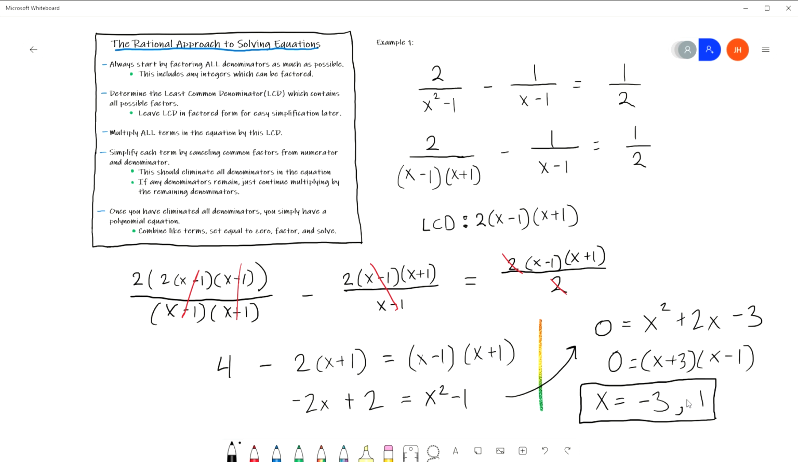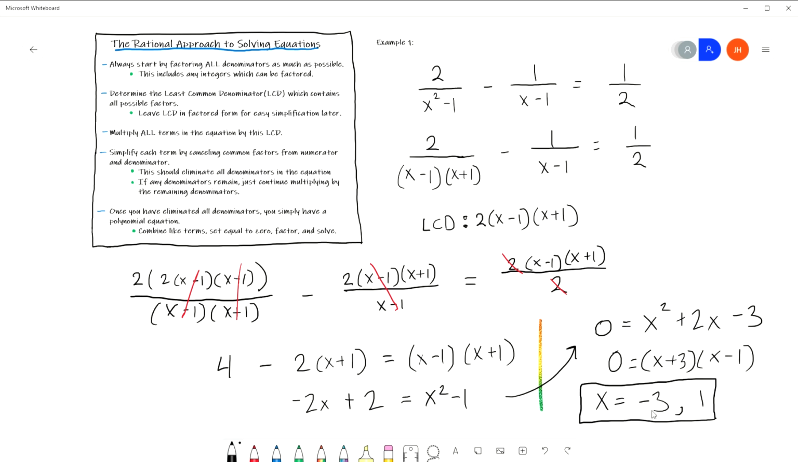Now, as good math students, what we're going to do is look back at our original equation. Because once you solve an equation, it's always valuable to look back at what you started with and give yourself a reality check. Make sure that your answer makes sense.